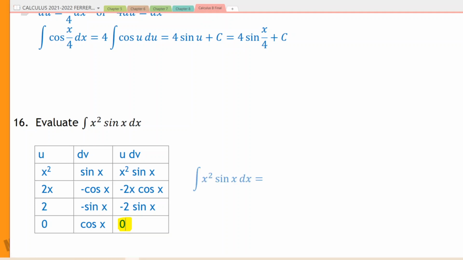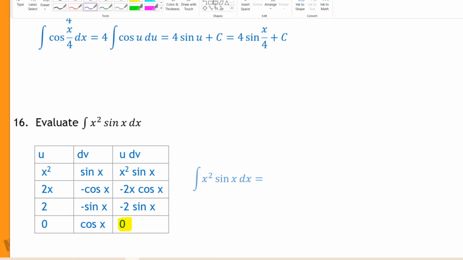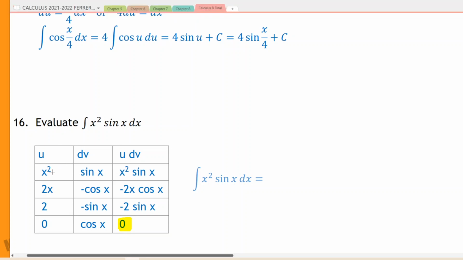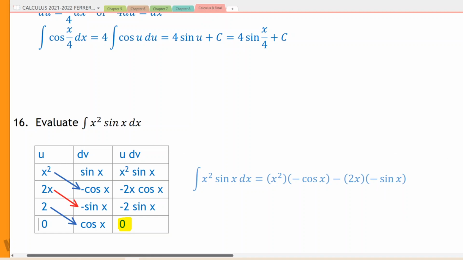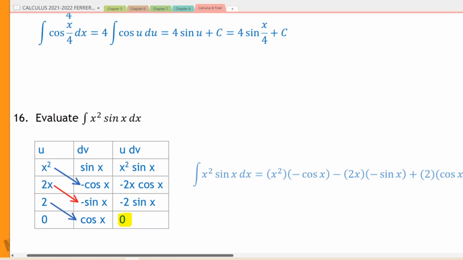The first thing we're going to do is multiply diagonally. This is going to be x squared multiplied by negative cosine x. From that, we're going to subtract 2x multiplied by negative sine x. And to that, we're going to add 2 times cosine x. And then we're going to add a constant at the end there.